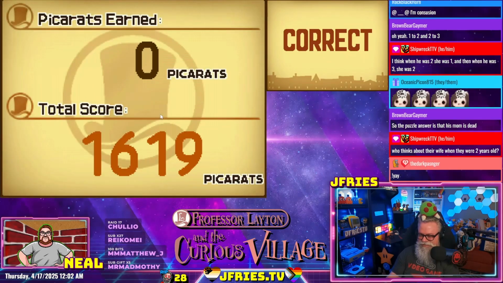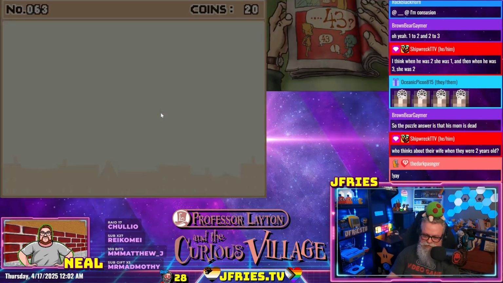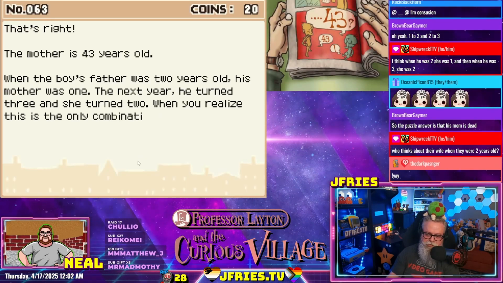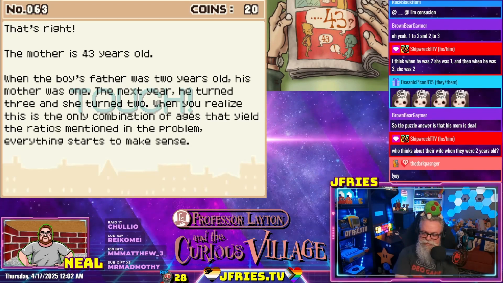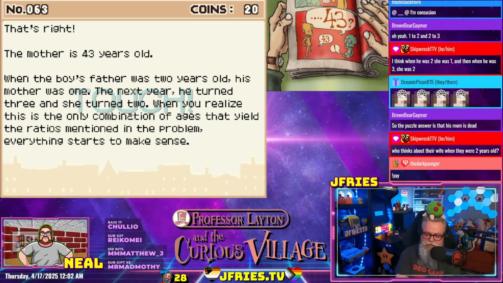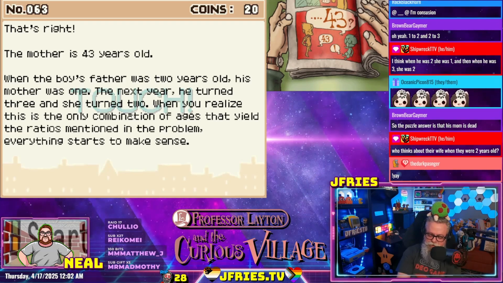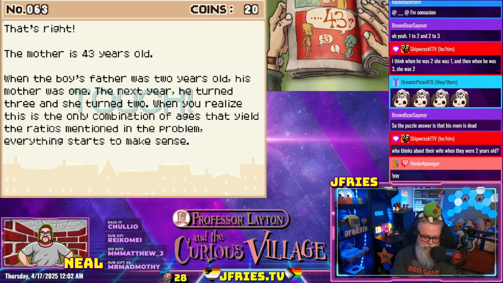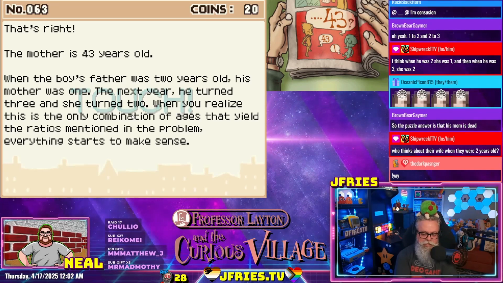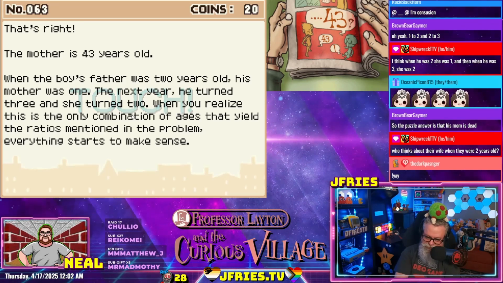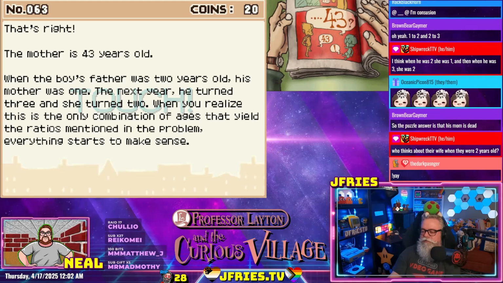Every puzzle has an answer. The mother is 43. When the boy's father was 2 years old, his mother was 1. The next year he turned 3 and she turned 2. When you realize this is the only combination of ages that yield the ratios mentioned in the problem, everything starts to make sense. There you go.